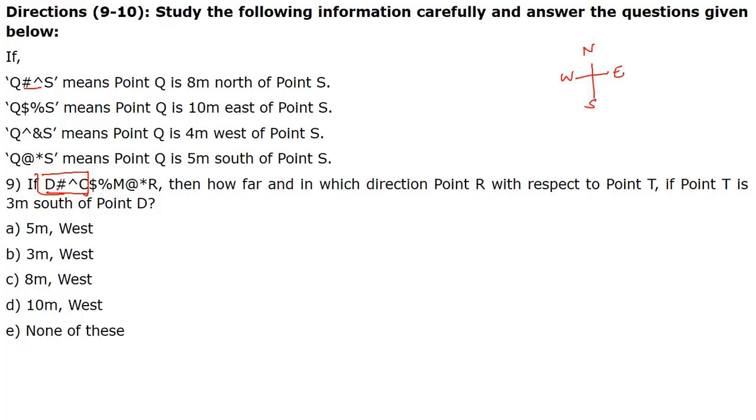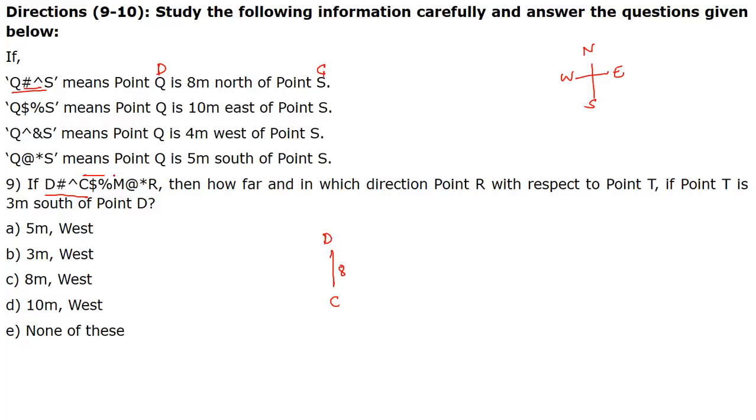Let me erase this so that you can understand better. Because everything is the same here, simply put D and C here. Instead of Q you have to put D, then instead of S you have to put C. So D is 8 meters north of point C. If point C is here, then D has to be 8 meters to the north of C. North would be this direction. So therefore D has to be placed here. Point D would be at this place.